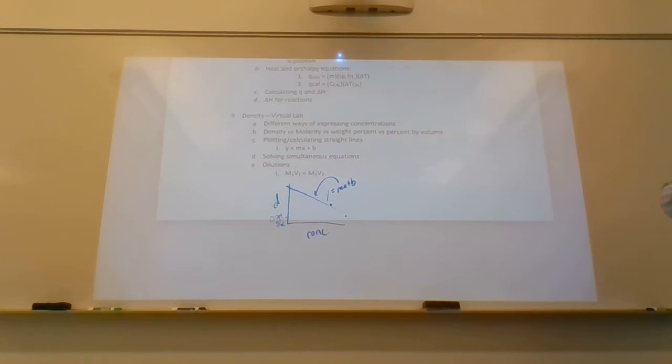So let's talk about different ways of expressing concentrations. Molarity is one. It's basically some amount per some unit volume. Density versus molarity versus weight percent versus percent by volume. We talked about density. Molarity is moles per liter, moles of solute per liter of solution. Weight percent is the mass of solute over mass of solution times 100. And percent by volume is volume of solute divided by volume of solution times 100.